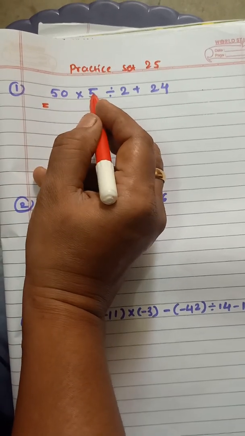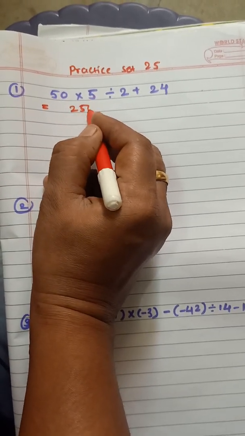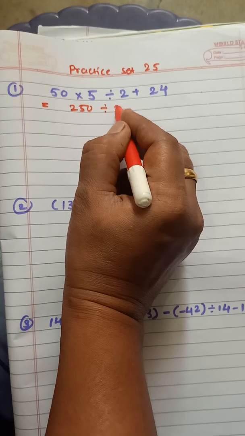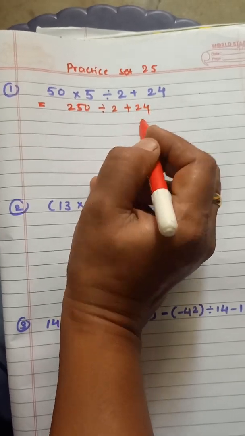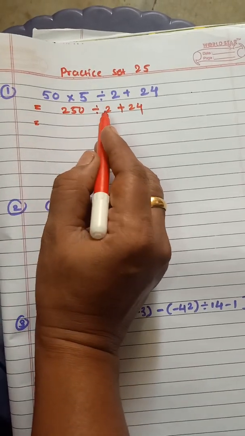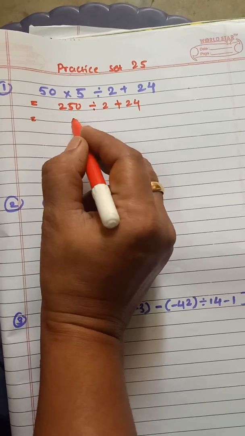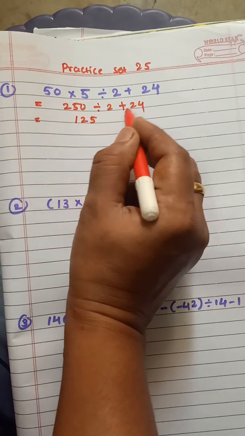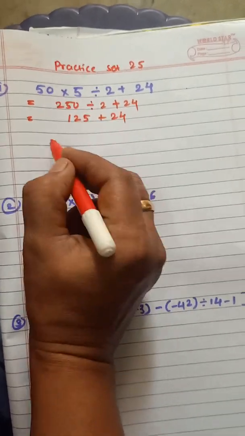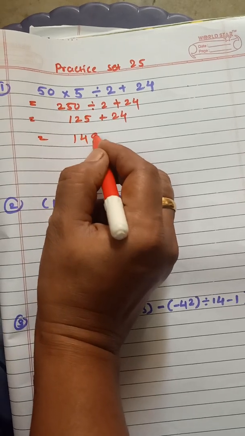So 50 into 5 is 250. Write the remaining number as it is. Now first we'll solve the division. So 250 divided by 2 is 125, plus 24 is 149.